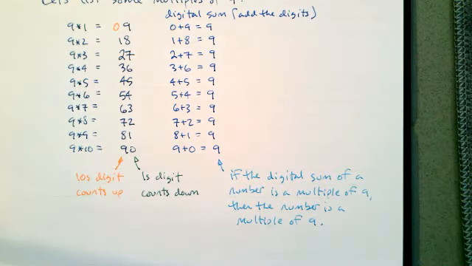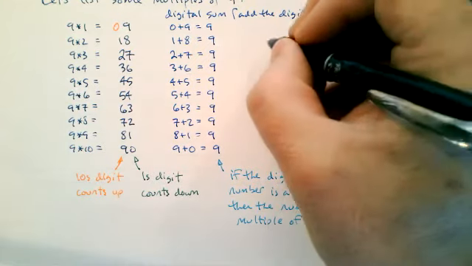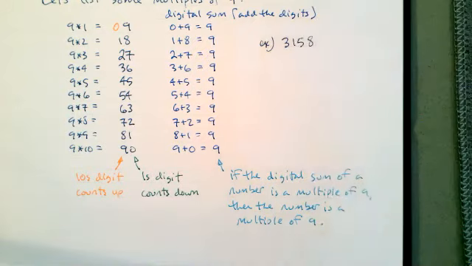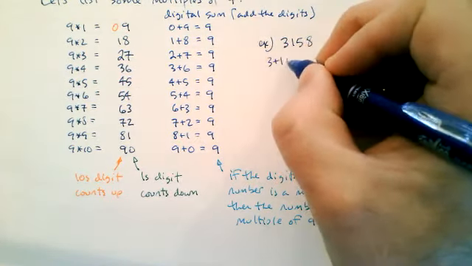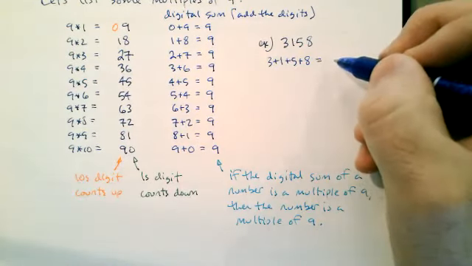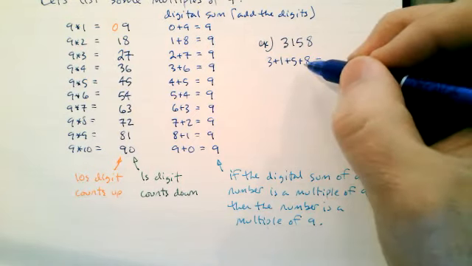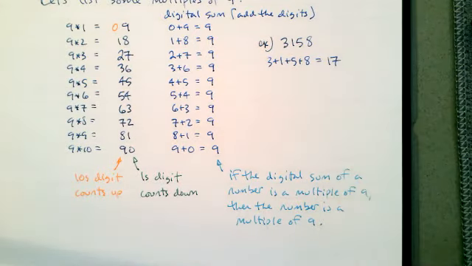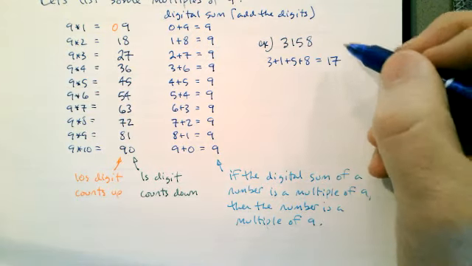So for example, 3,158. We want to know if it's a multiple of 9. If we add the digits, the digital sum is going to be 3 plus 1 plus 5 plus 8. So 4 and 5 is 9, and 8 is, I lost track. 8 and 5 is 13, 14, 15, 16, 17. 17 is not a multiple of 9. Did I do that right? Yeah. 17 is not a multiple of 9.